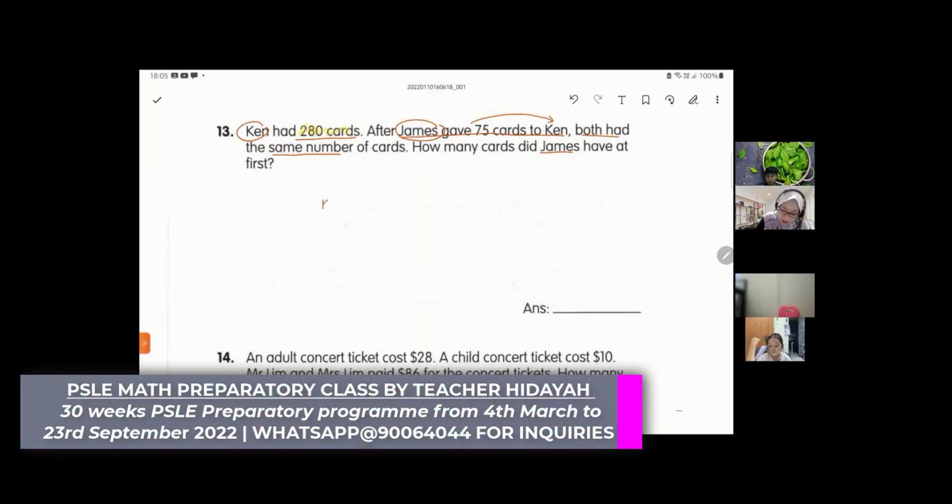Ken and James. Ken is longer than James. Ken is 280. James is like that, longer. Okay, let's say about here. We're going to stop there. Okay, so we know Ken is 280. So we write down the 280 here.